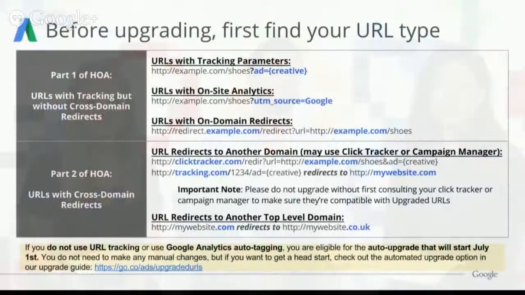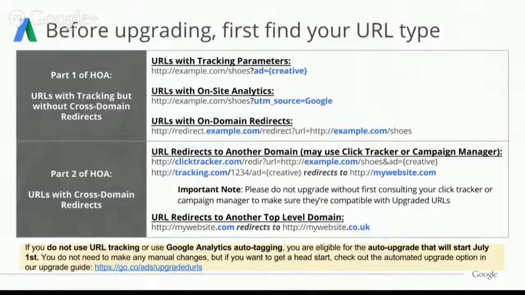Yep, thanks, Katie. So in today's Hangout, we'll actually be covering the upgrade options for two main types of URLs. In the first half of the Hangout, we'll be covering the upgrade options for URLs that are using tracking but no cross-domain redirects. Just to give you some idea of what these URLs look like, we have some examples here. The first example is URLs that are using tracking parameters.